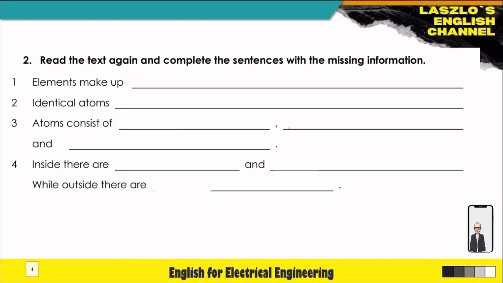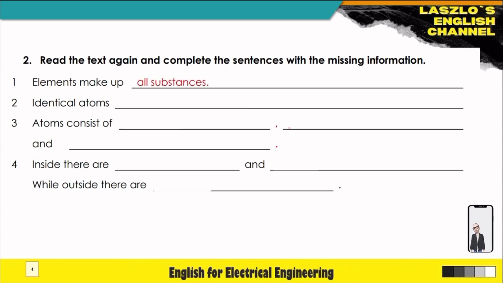Right. Our next task on the next slide reads: have a look at the text again and complete the sentences with the missing information. Now, if you have the worksheet with you, then you can go back to the previous page and find the sentences with the missing information. I'm just going to show you the answers here.